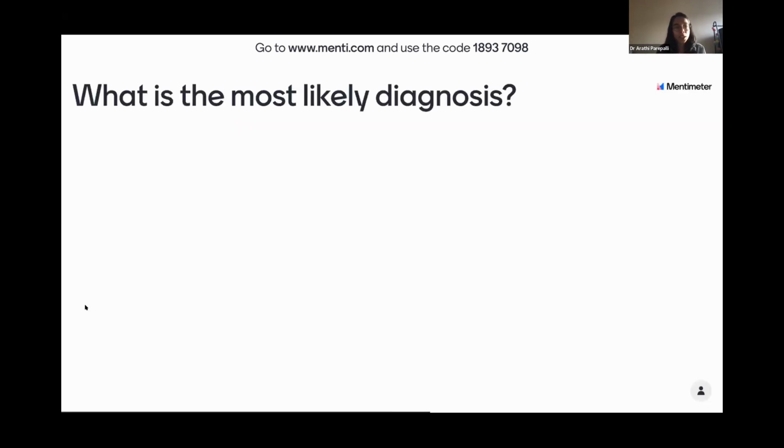And then the next question: what do you think the most likely diagnosis is? I think this is a free text question. So just put in what you think.